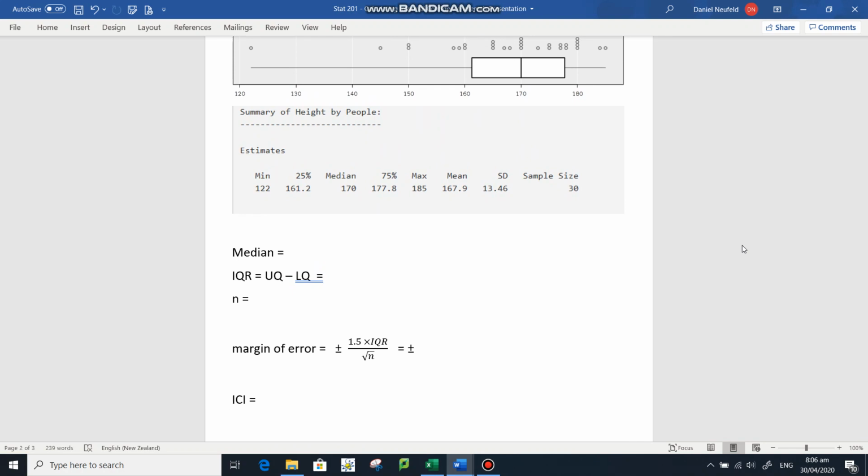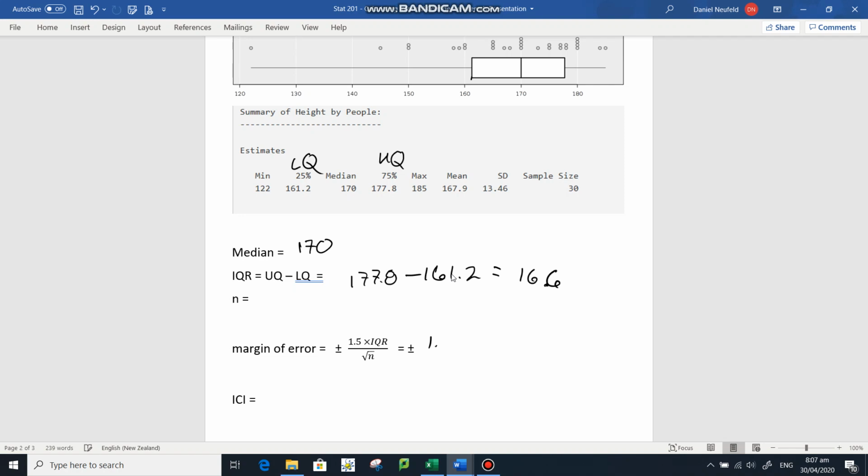First of all, you get the median, and we're going to get this from NZ Grapher. It'll look a little bit different on NZ Grapher, but that's okay. So the median is 170. The UQ is that one, and that's your LQ. So UQ minus LQ, 177.8 minus the LQ, 161.2, right? That's these two numbers here. That gives me 16.6. So that's my IQR.